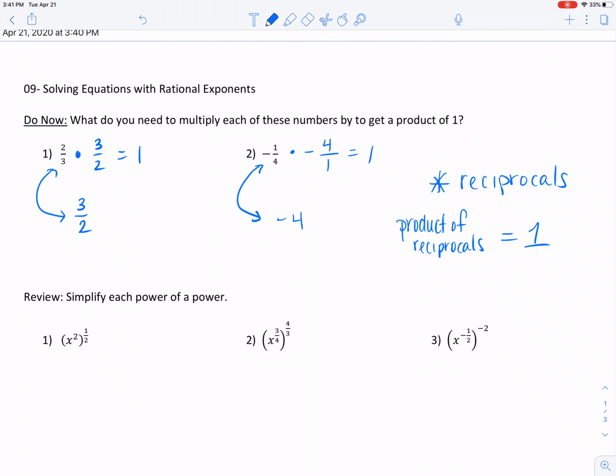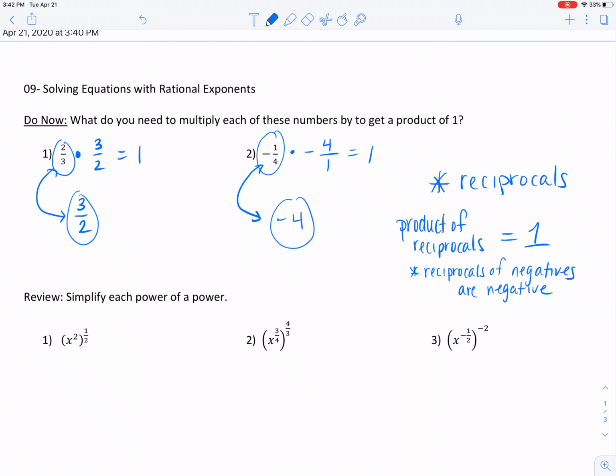The product of reciprocals equals 1. Another important concept here is when you have a positive, the reciprocal is positive. But when you have a negative, the reciprocal is negative. So I always like to put a little note: reciprocals of negatives are negative.